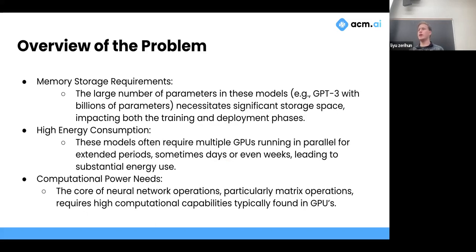Also, because of the training, even if you have a lot of GPUs, these GPUs are very power hungry, so we wind up using a lot of energy to train them. Because we consume all this electricity, this also has a high environmental impact. That's another problem. And, of course, it's very computationally expensive. With these matrix operations, it's a highly computationally complex problem, and typically you need very high-end GPUs for it.